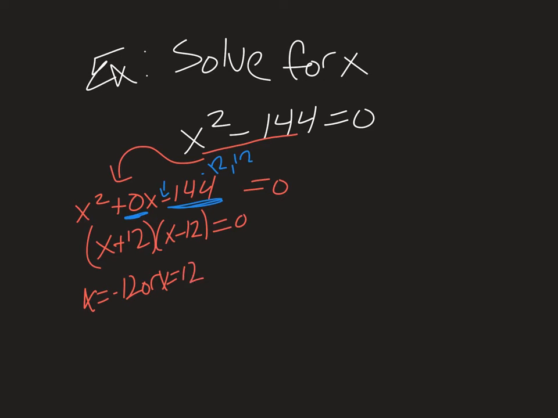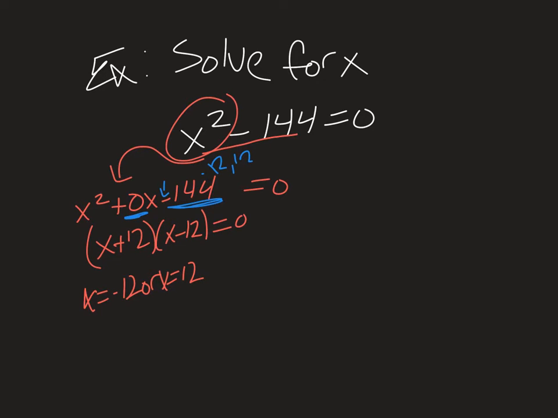And that would make sense because if we look back at the original equation, I'm essentially taking 12 times itself minus 144, which would be 0. I could also do the same thing with the negative, because negative 12 times negative 12 would also equal positive 144, which if I subtract 144 from that, again, I get 0.